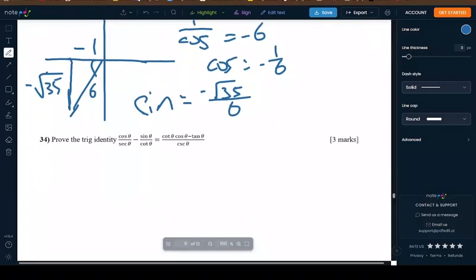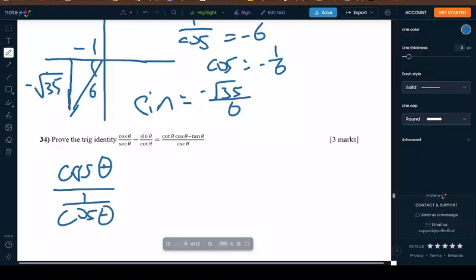Alright, proving a trig identity. It's always going to be your favorite. So how do we prove this trig identity? No more talking, talking is not going to help you solve the trig identity.